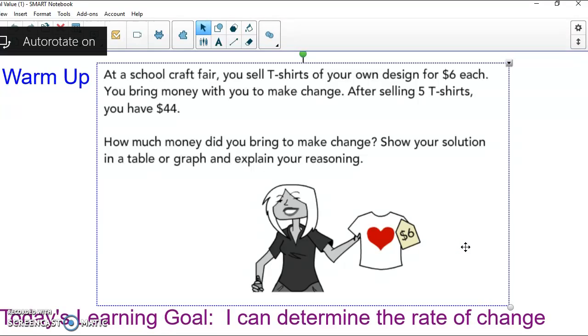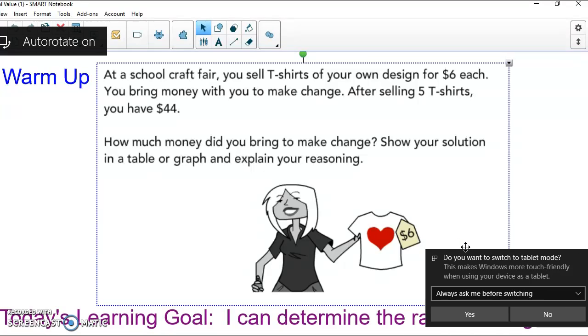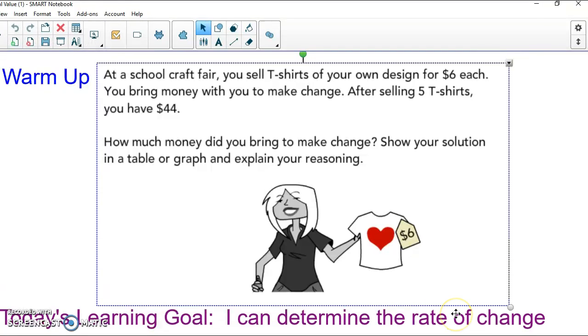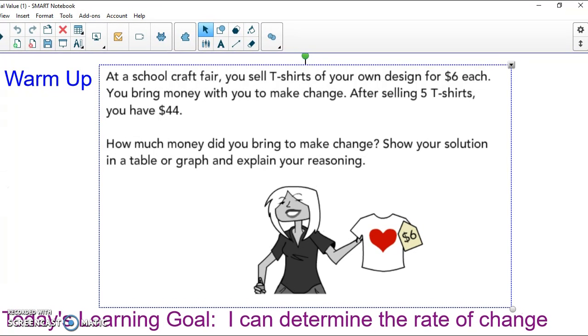All right, eighth grade. Today we are checking out Topic 8, Lesson 3, Initial Value. And as we look at this, we are also going to be calling initial value the y-intercept. So those two terms are going to be interchangeable. So let's check out our warm-up problem here.